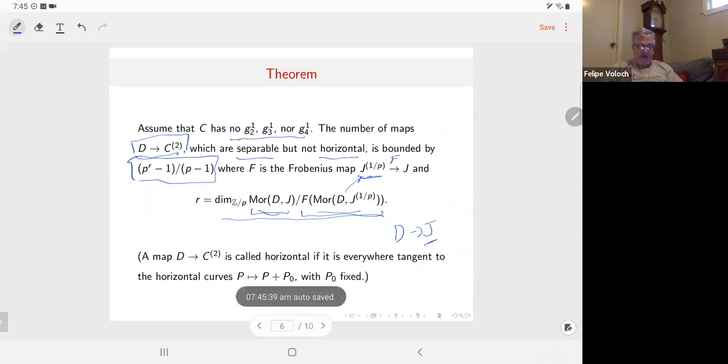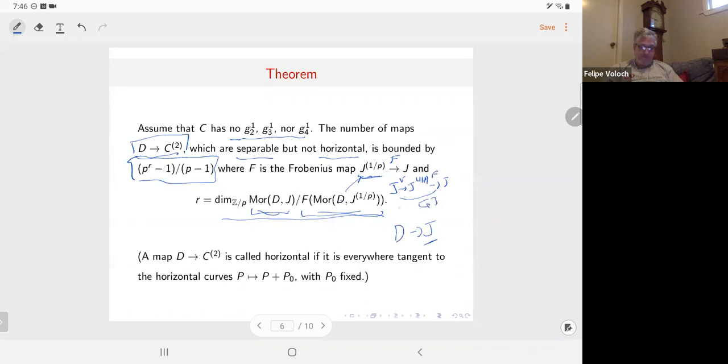It turns out this is, first of all, a finite group and a Z mod P module. The reason for both these facts is that multiplication by P factors through Frobenius, since anything that is inseparable factors through Frobenius, and multiplication by P is inseparable. So there's a map from J to the 1 over P to J. This is the Verschiebung, this is the Frobenius, and this is multiplication by P.